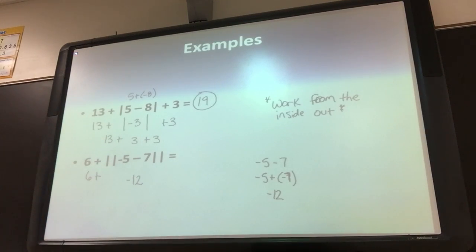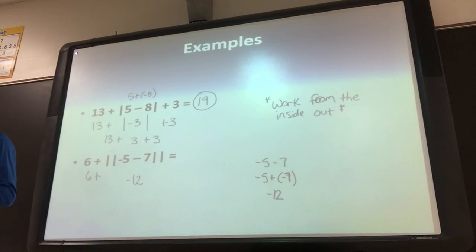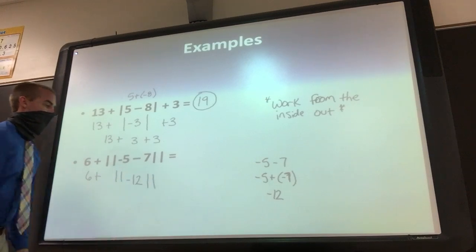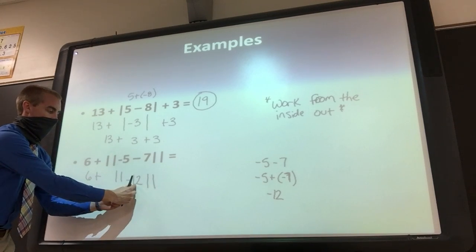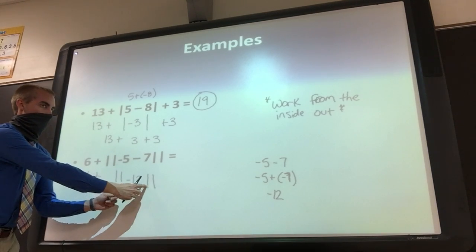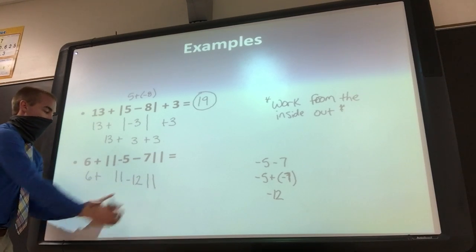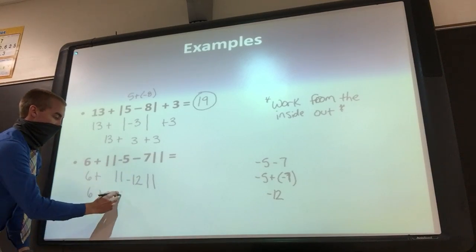Have we taken the absolute value yet? The only thing we've done is negative 5 minus 7. So how many sets of bars do we need to put around this negative 12? 2 sets of bars. Good. Now let's work from the inside out. Negative 12. We've got 1 set of absolute value bars. So what's the absolute value of negative 12? 12. So 6 plus, this becomes 12.